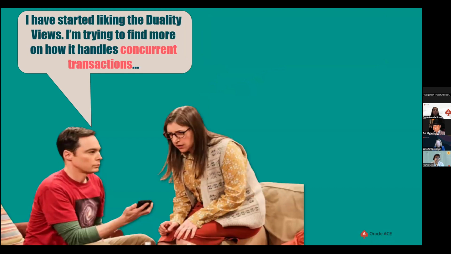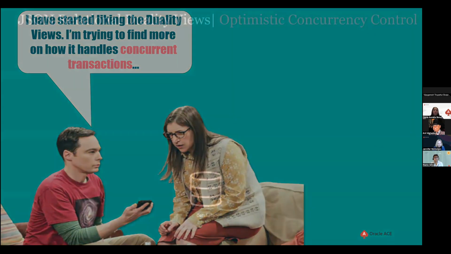Sheldon says that he has started liking duality views, but he's trying to find out how it handles concurrent transactions. By default, document-centric applications sometimes use optimistic concurrency control to prevent loss of updates. So let's see how JSON relational duality views handle that.